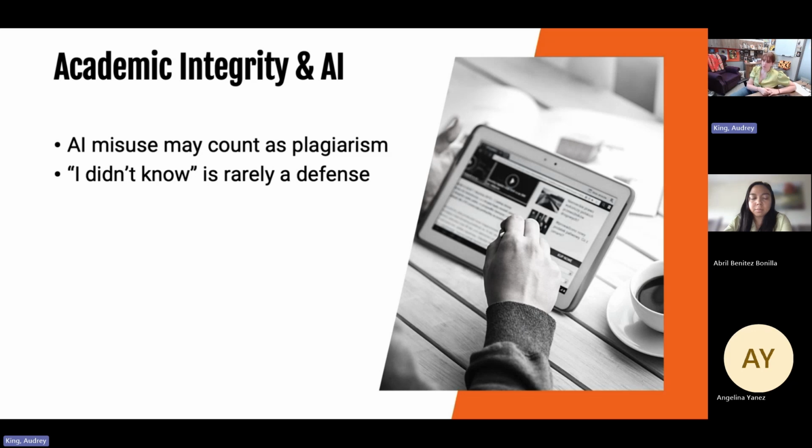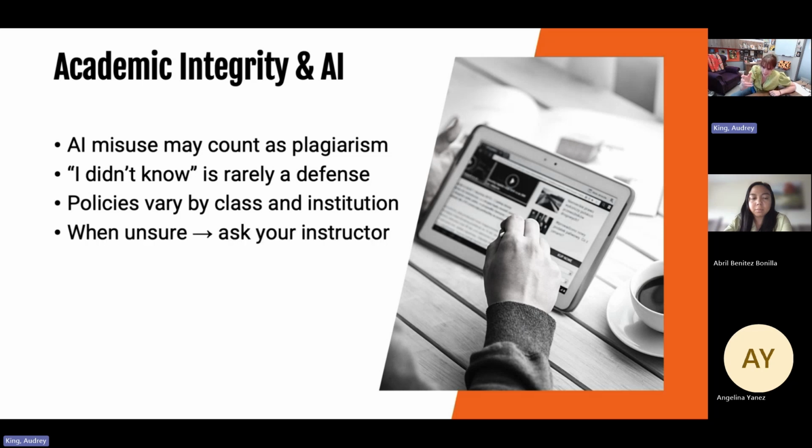Your instructors have probably very explicitly spelled out, either in those assignments or in their syllabus, what they're comfortable with you using AI for. And if you have a question, you better be asking. And honestly, if you're asking the question, you probably shouldn't be using it. But policies do vary by class and institution. That's why it's very important to ask your instructor. Know what those limits are and what that looks like.